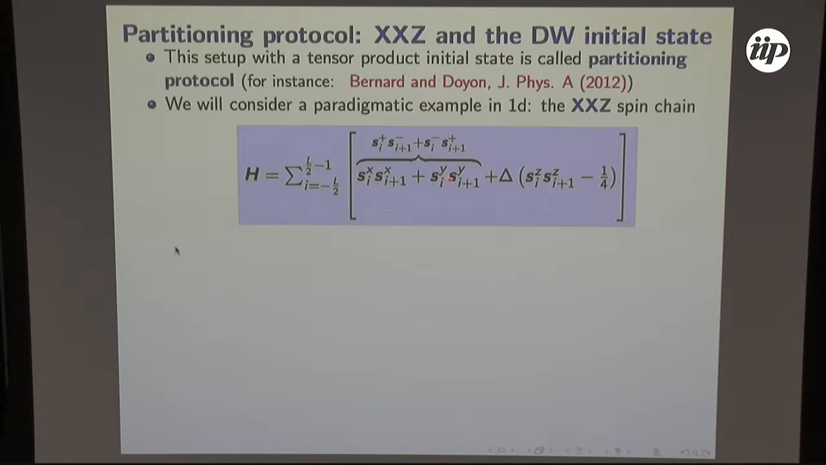Okay, so the model which I want to consider here is, I think you know this model, at least I hope so. It's a paradigmatic model in condensed matter, I would say. It's called the XXZ spin chain. So you see, you have the Hamiltonian which will drive the time evolution after we couple this left and right system, and it is this one.